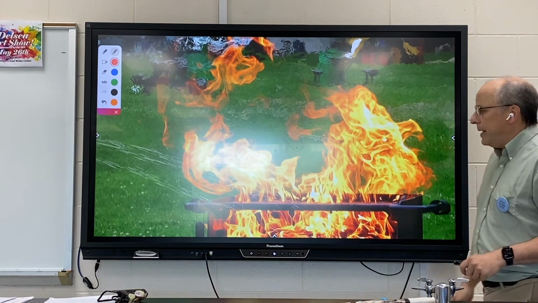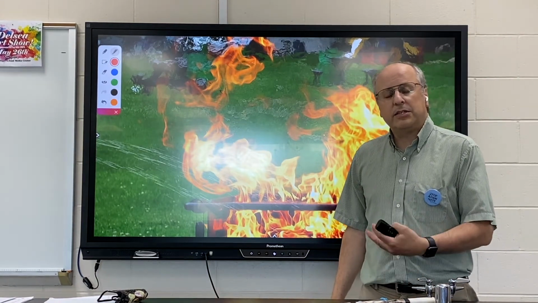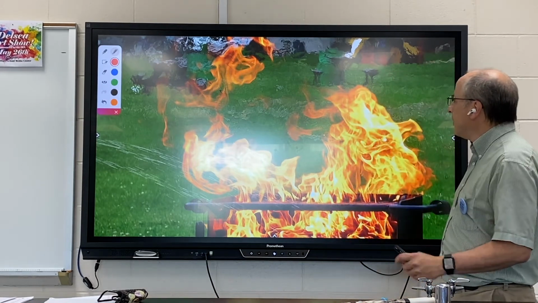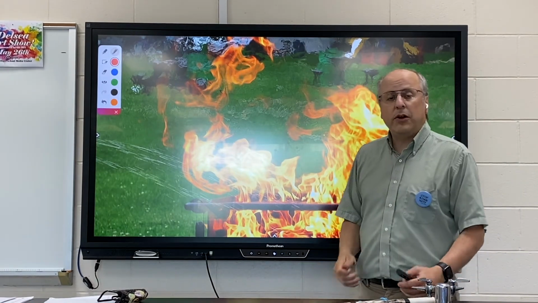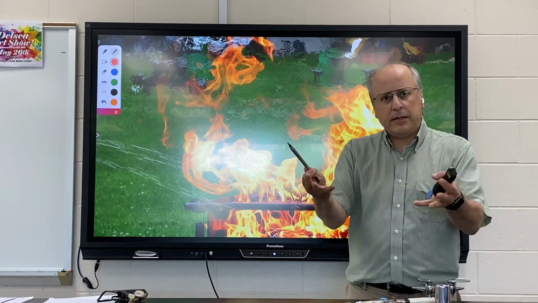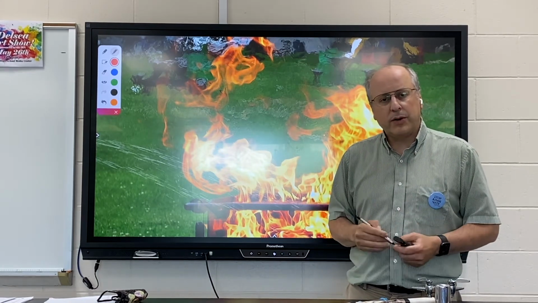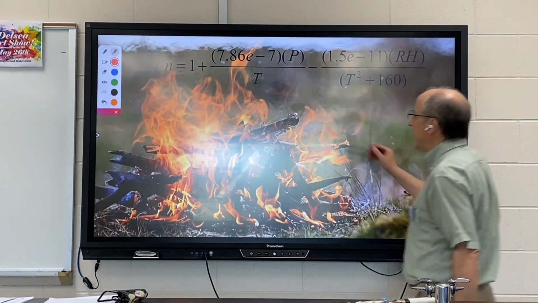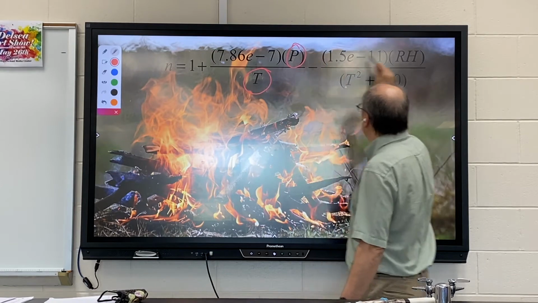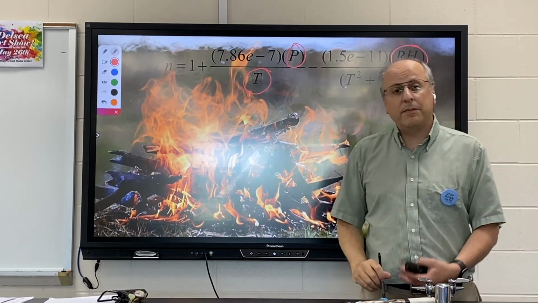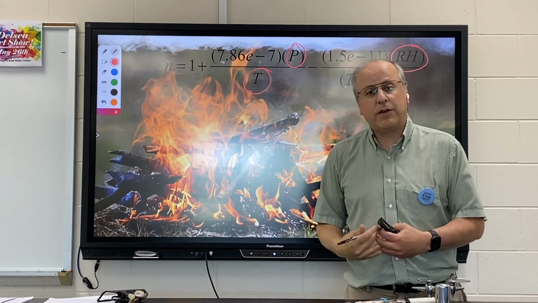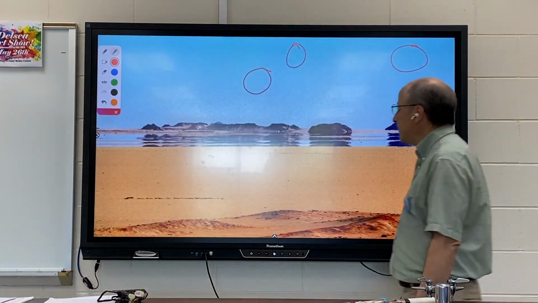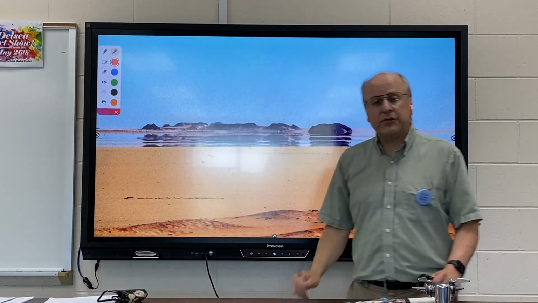So the clue to what makes this work is the fact that we tend to see these above hot surfaces. The other thing we see above hot surfaces is we notice that the light that's passing through the hot air gets distorted. And it's because air has different indices of refraction at different temperatures. In fact, it's not just temperature, it's temperature, pressure, and relative humidity all come together to affect the index of refraction for air. And it's these changing indices of refraction that lead us to see these mirages.